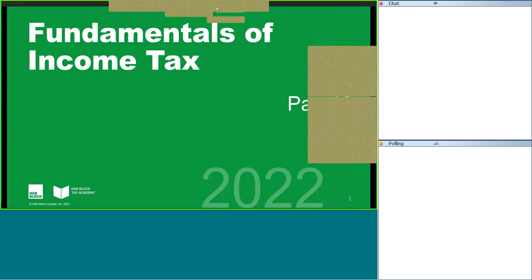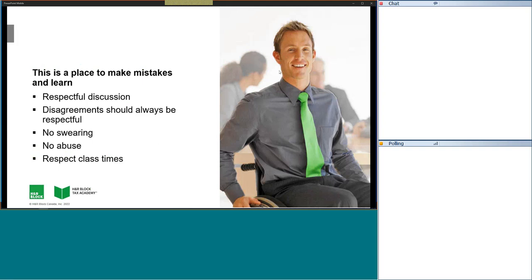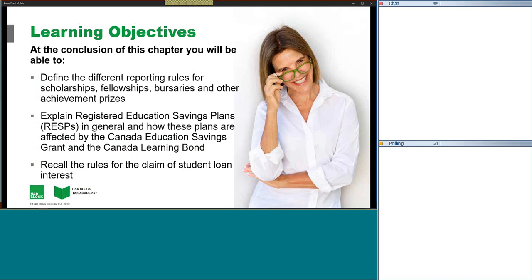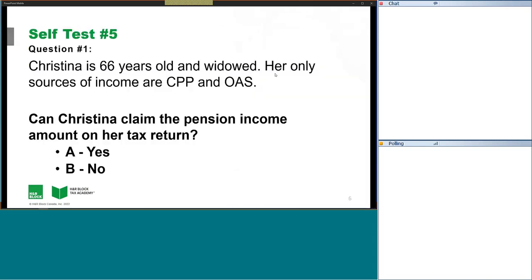I'm going to say welcome everyone to Chapter 13. We are so close to being done the tax theory. This is very exciting. So just a quick summary, we're going to be doing student income today and student credits as well. And then all of this is going to be in your slides. You can find it very quickly.